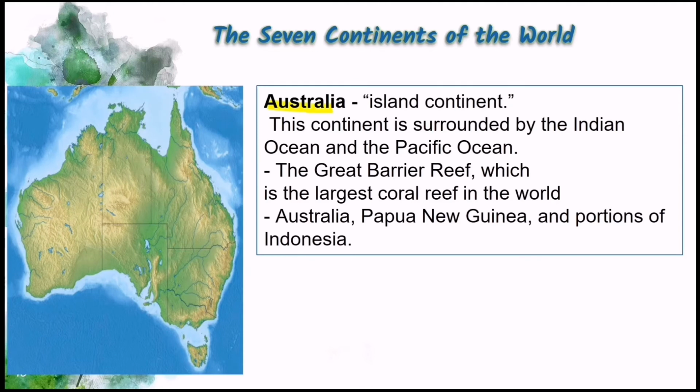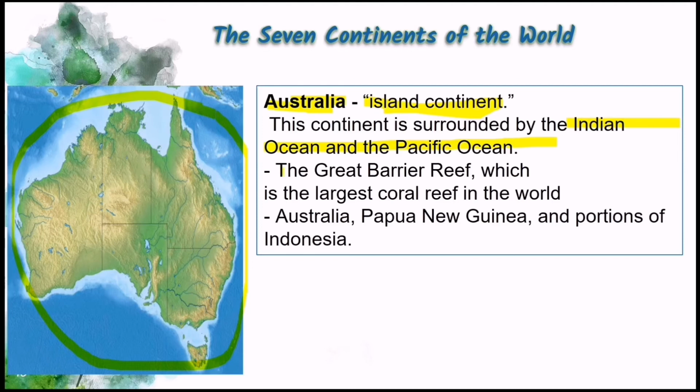Australia is the smallest continent by total land area because of its size and location. It is also known as the island continent. This continent is surrounded by the Indian Ocean and the Pacific Ocean. So they are rich in biodiversity.